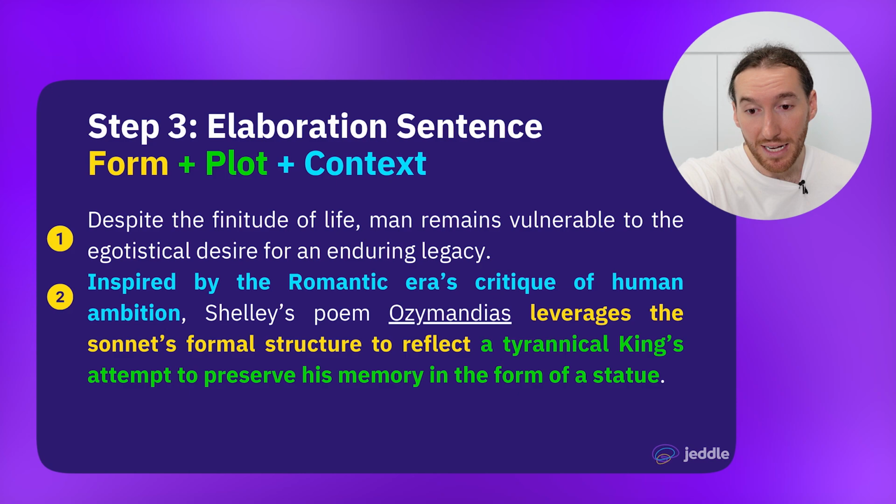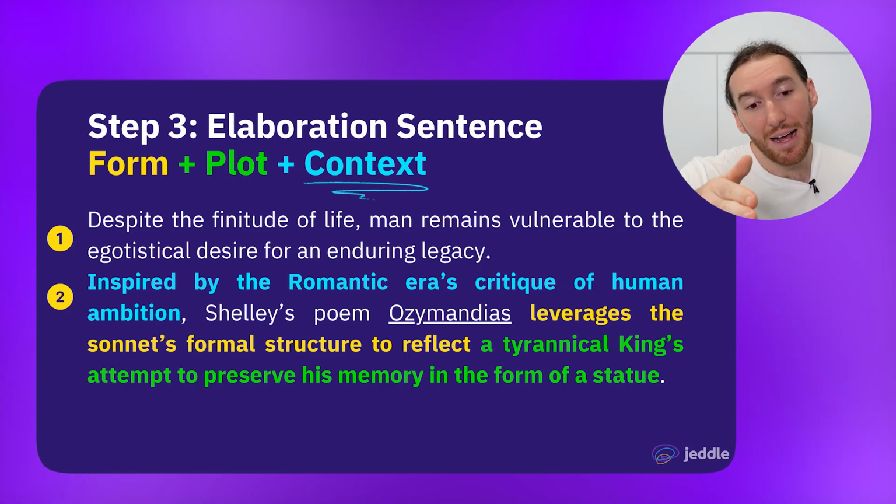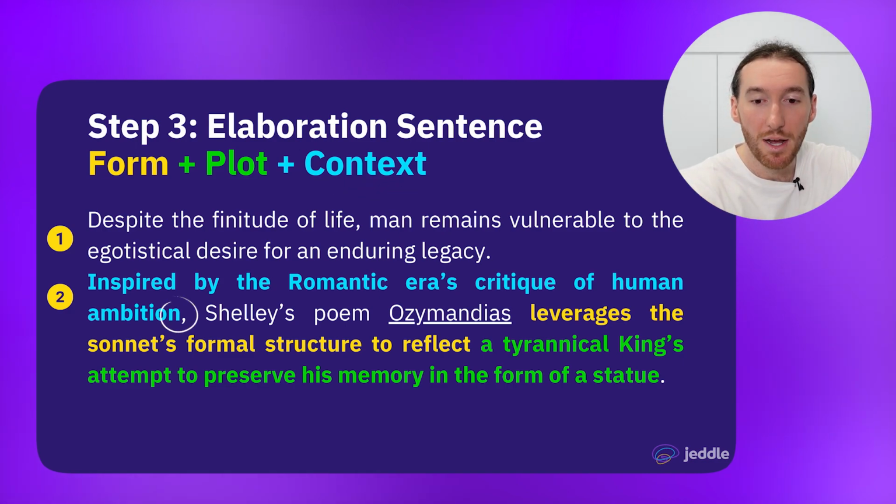First of all, let's make that a little bit more sophisticated. Great, we'll reword it. Then let's add in form. Let's actually refer to the fact that it's a sonnet and think, what is it about the sonnet form that relates and reinforces the idea I'm making? Okay, great. It's the fact that it's very structured here. That relates to what we're trying to say for this particular point. And then if you can, you say, okay, now I've got that sentence, can I add in context? Maybe I can add it as a clause at the start. See how the contextual element here, inspired by the Romantic era's critique of human ambition, has a comma after it. That's the starting clause.